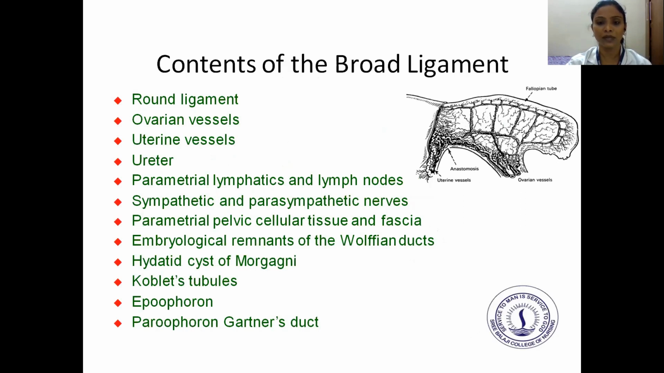Next, what are the contents present in the broad ligament? There are round ligaments, ovarian vessels, uterine vessels, ureter, parametrial lymphatics and lymph nodes, sympathetic and parasympathetic nerves, parametrial pelvic cellular tissue, embryological remnants, hydatid cyst, Kobelt's tubules, and Gartner's ducts. All these are present in the broad ligament.